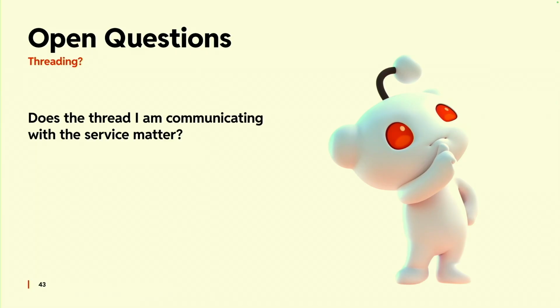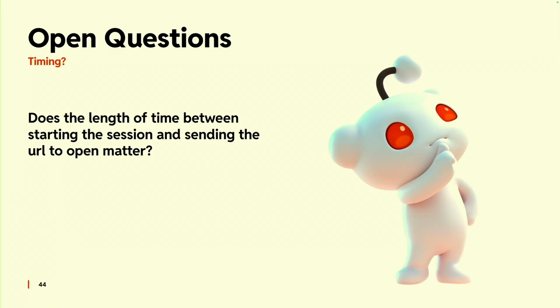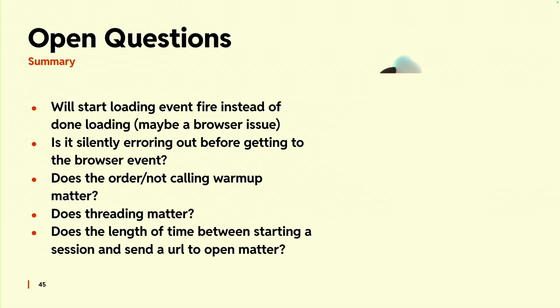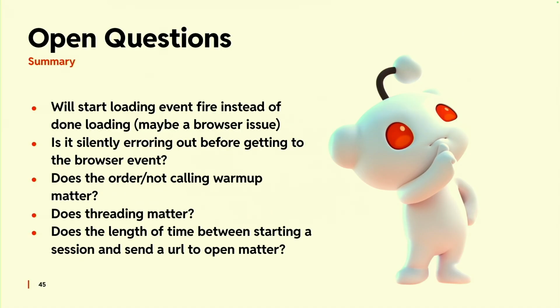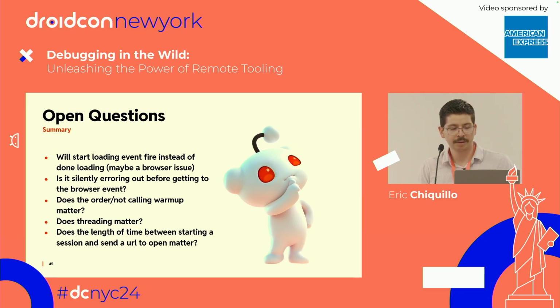I wanted to know, does the thread I'm communicating with the service matter? Do I have to do it on the main thread, or can I do it on a background thread? And then finally, does timing matter? Does the length of time between when I registered the callback and the click actually happening and the web page loading, does that matter? So this is just a summary of the 5 questions that I went through. I won't go through them again, but I just wanted to put them all on one slide.